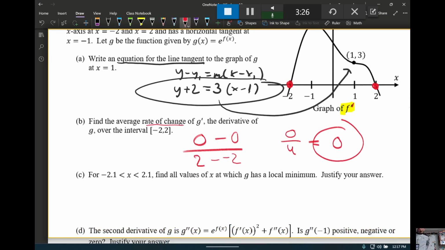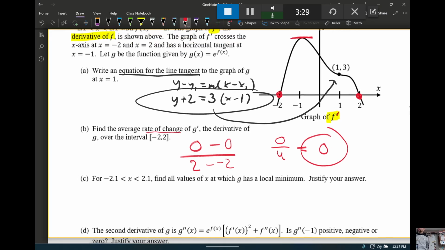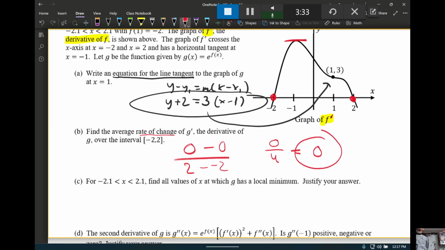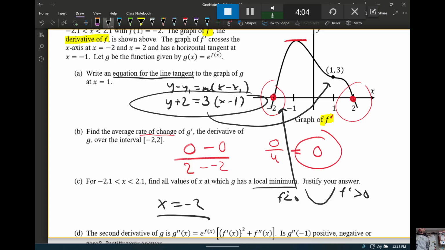Okay, for negative 2.1 to positive 2.1, find all the values where g has a local minimum. So notice they extend the graph just a little bit so that it crosses the x-axis at 2 places. So there's 2 times the first derivative is switching from negative to positive or positive to negative. If you want a local minimum, you want to know where the derivative is going from negative to positive. And that's happening right here. The derivative was negative and it becomes positive. The graph was going down and then the graph starts going up. So x equals negative 2 would be where there's a local min. Still okay with that? Okay.